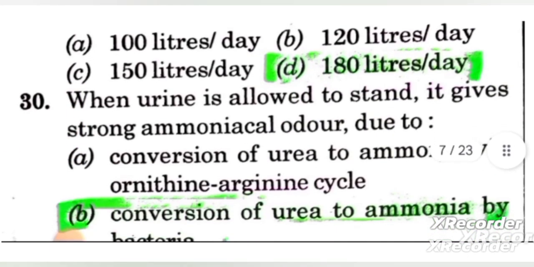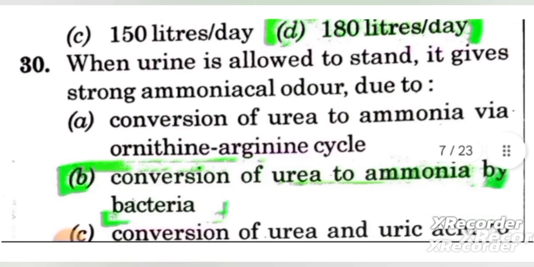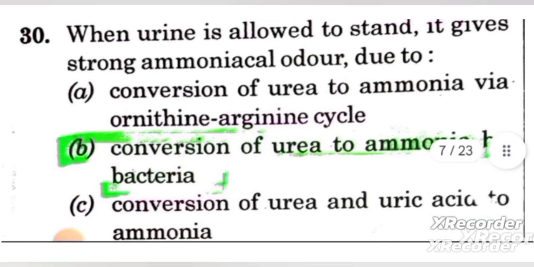Answer D. 180 liters per day. Next, 30. When urine is allowed to stand, it gives strong ammoniacal odor due to. Answer B. Conversion of urea to ammonia by bacteria.